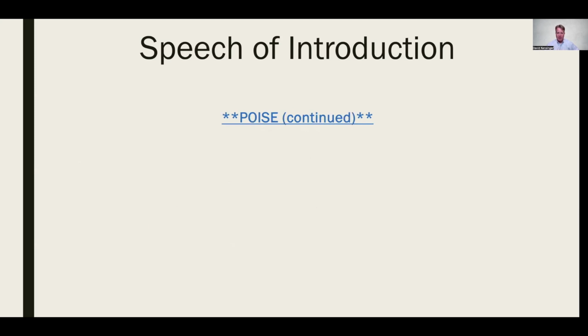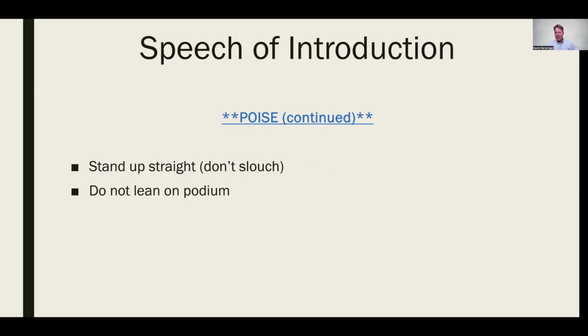There's more to talk about regarding poise here. Here are some do's and don'ts, mainly some don'ts. Stand up straight. Don't slouch. Don't lean on the podium, just kind of overly casual, leaning on the podium. Oh, yeah, this is a big one, everybody. Keep your hands out of your pockets. Ouch. If our hands go in our pockets while we're giving a speech, that is a big fat ouch. We'll definitely lose a point there if we do that.